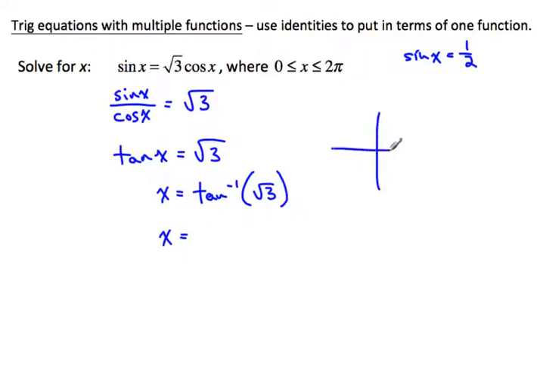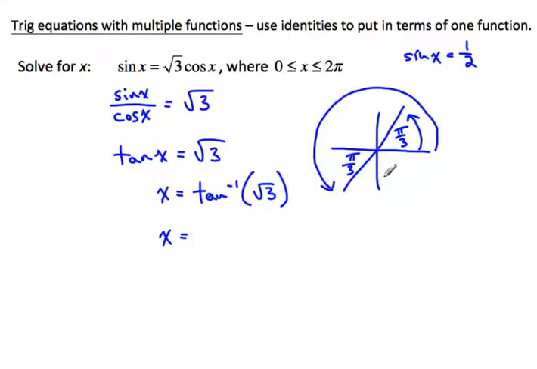So we know that our related acute angle is π/3, and we need to ask ourselves which quadrant that goes in to have a positive tangent ratio. Well, it can go in the first quadrant, or it can go in the third quadrant. That means that the principal angle is either π/3 in the first quadrant, or going around to π, which is 3π/3, and then another π/3 gives us 4π/3. So x = π/3 or 4π/3.